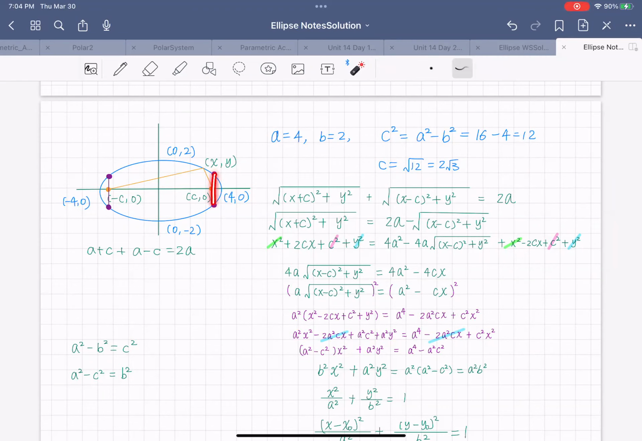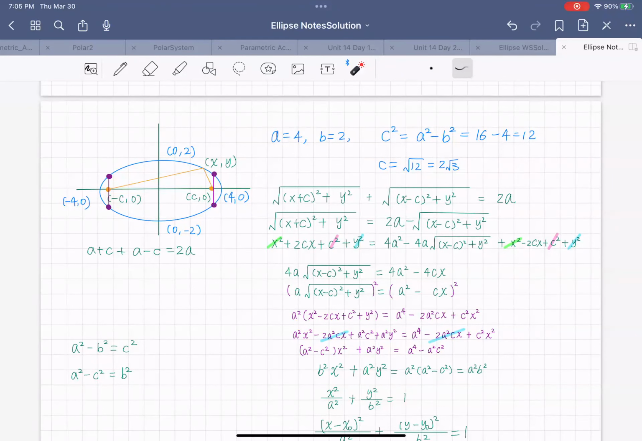This guy is called the latus rectum. Previously, when we draw the parabola, from this focus, a parabola only has one focus, you draw a line perpendicular to the line of symmetry. This is called a latus rectum.